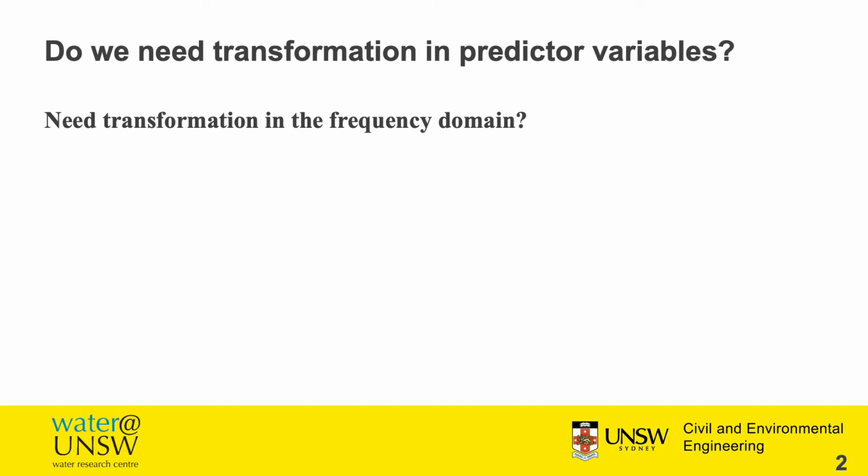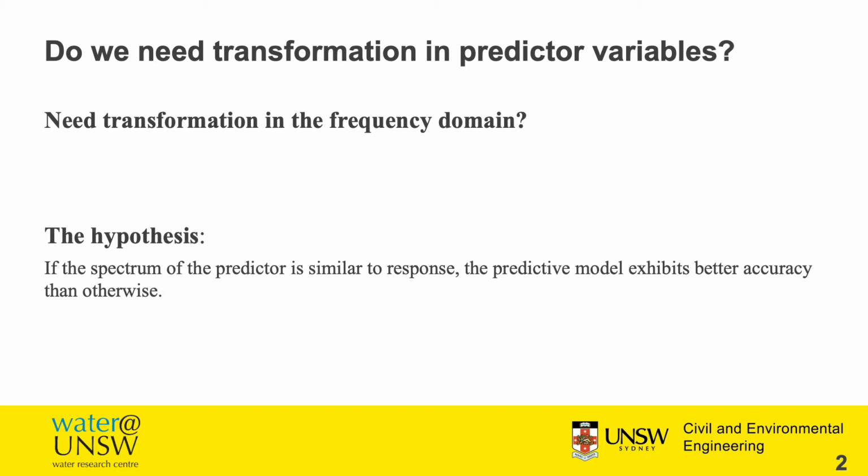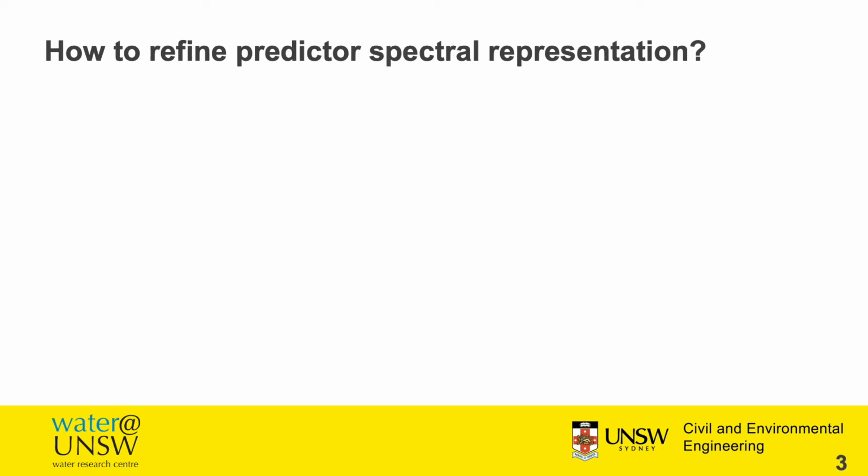However, the question the authors are interested in here is: do we need transformation in the frequency domain as well? We think the answer is yes, and we propose the following hypothesis. If the spectrum of the predictor is similar to the response, the predictive model exhibits better accuracy than otherwise. So the question that comes first is how to characterize the spectral domain before we try to refine the predictor spectral representation.